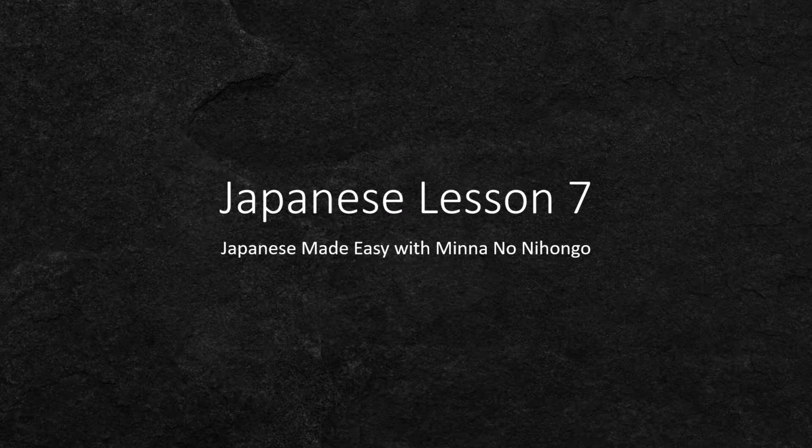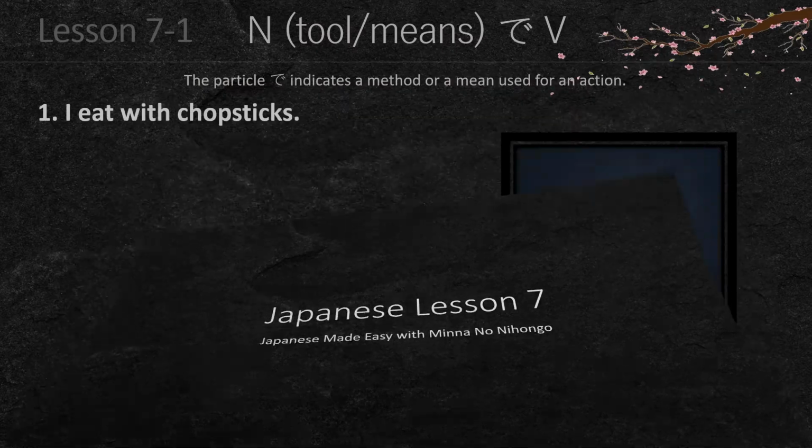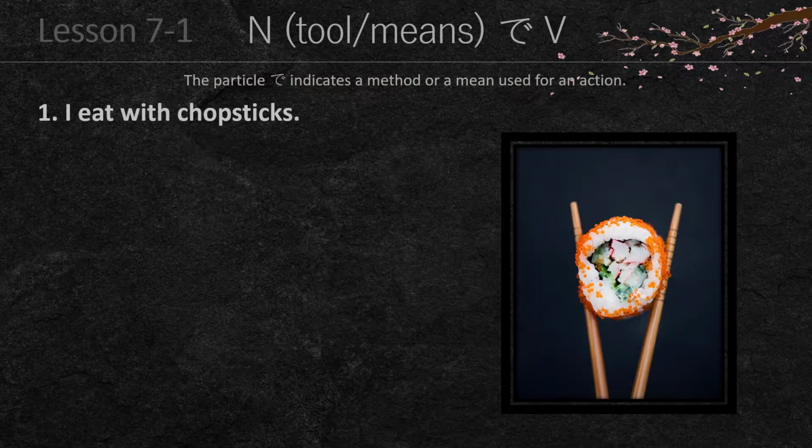それでは始めましょう. Alright everyone, welcome back to Japanese Lesson 7. The first grammar point for today will be the de particle. This is really just review from a previous lesson. The grammar point is the de particle indicates a method or means used for an action.